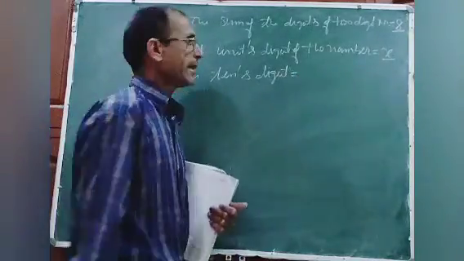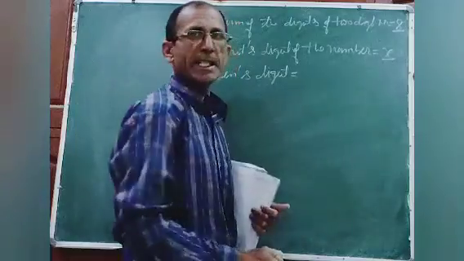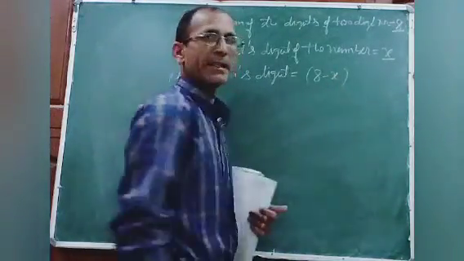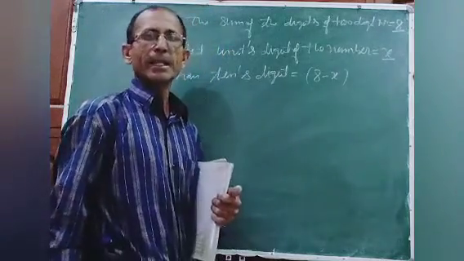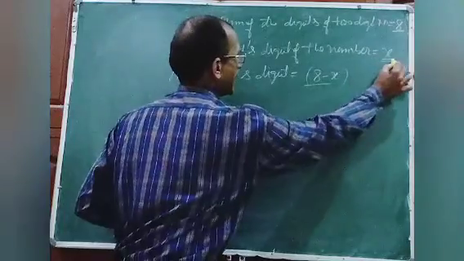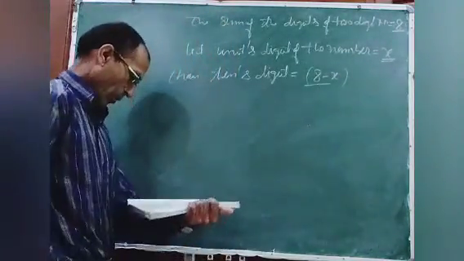Then tens digit. Sum is 8. Units digit is x. So 8 minus x. Any doubt, any confusion? Okay. Now this is tens digit and this is units digit. According to the question, so what is the statement?